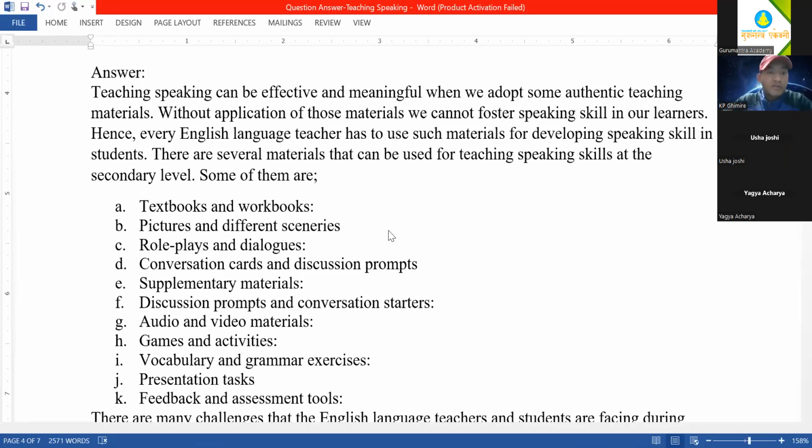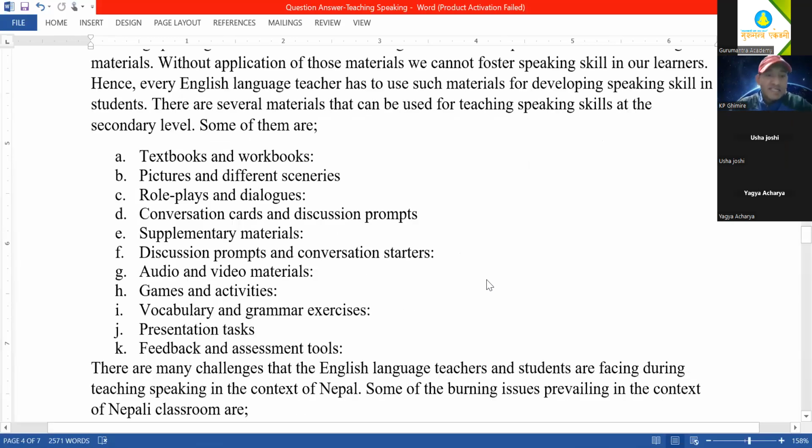What role are they going to take? And conversation cards or discussion prompts we can bring. These can be supplementary materials: discussion prompts and conversation starters, sentence starters, which I already shared the ideas of, audio-visual materials, games and activities, vocabulary and grammar exercises. Students have to speak something. And presentation tasks: when we give a small task and they have to present, in a written form, this can be material. Feedback and assessment tools, all these materials are in written form, but students have to present orally, remember always.